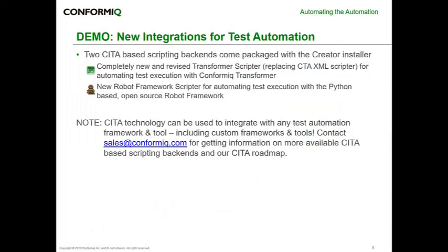When we come to the demo of this feature, there are basically two scripters I want to show you. Right now, as part of the Conformiq Creator installer, we have two scripters. One is the so-called Transformer scripter. Probably most of you know that besides Creator, Conformiq has another product for those who don't have any execution. It's called Conformiq Transformer, which is basically an Eclipse-based wrapper around Selenium and also UFT. I will demo this as an example all the way to execution.